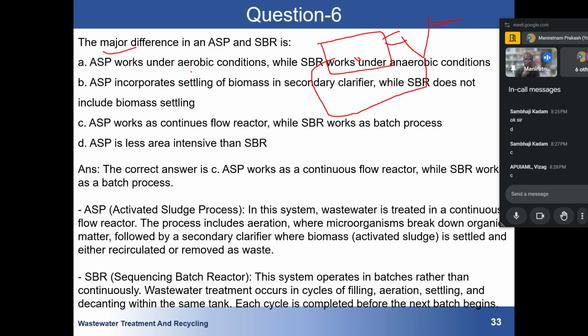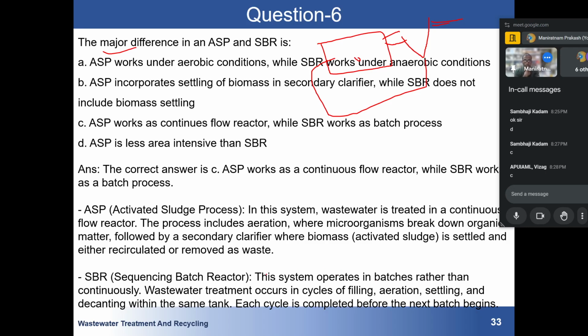Yes, the correct answer is C. So in the activated sludge process, water is treated in a continuous flow reactor. The process includes aeration, where microorganisms break down matter, followed by a secondary clarifier where biomass settles. So here there will be breakdown, then the secondary clarifier, and here there will be sludge. You remember ASP? This is the conventional one.